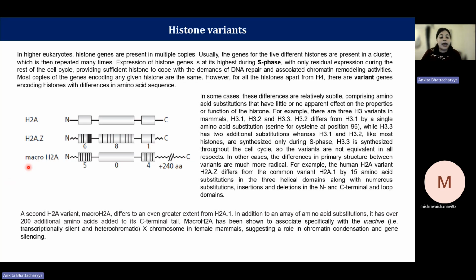And the third is macroH2A, which differs to an even greater extent, and it has over 200 additional amino acids added to its C-terminal tail. It associates specifically with the inactive X chromosome in female mammals, suggesting a role in chromatin condensation, which is extremely crucial to ensure that no random replication, no random transcription and translation can take place from these regions. And one of the female X chromosomes should be completely inactive and completely heterochromatinized.